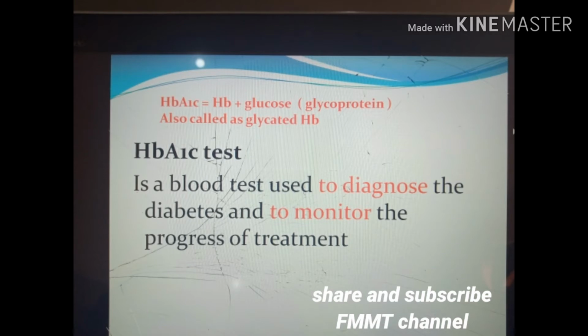So HbA1c is equal to Hb protein plus glucose molecules, meaning that when Hb protein binds with the glucose molecule, that produces a conjugated protein which is called HbA1c. It is also called glycated Hb, meaning the Hb in this form is bound with the glucose molecule. Now the HbA1c test is actually a blood test used to diagnose diabetes and to monitor the progress of treatment, whether it has a good effect or not.